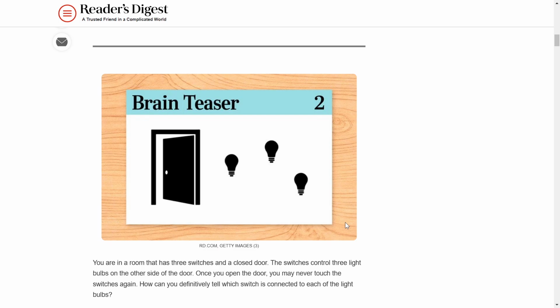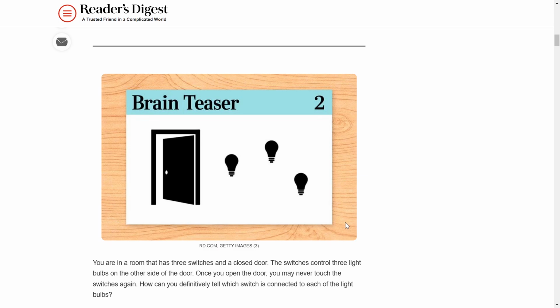Alright. And we may never touch the switches again as soon as we open the door, thus as soon as we see the switches on and how they are switched on and off. Okay. If only 2 of the 3 switches are on, 2 bulbs will be on, which means we will know one of them definitely, the switch we did not touch, because that light bulb will be off. But the other 2, we would still not know which one that would be.